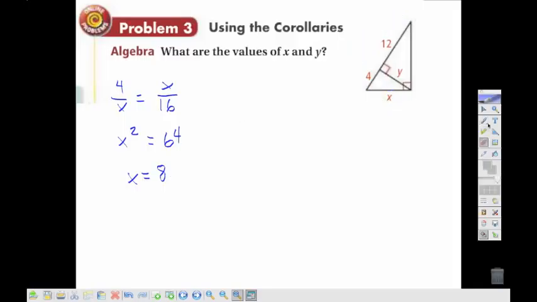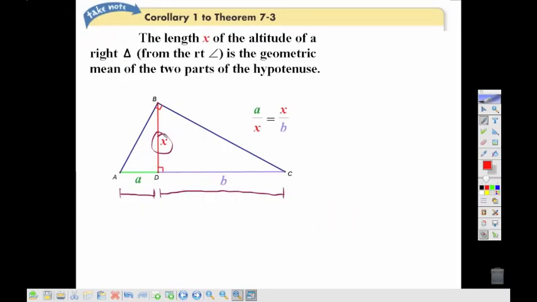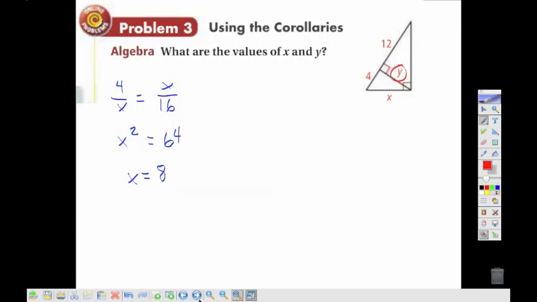For the other, we're going to look at y. So this is going to be going back to corollary 1. We've got this picture here. And so what I need are the two parts of the legs, the 4 and the 12, and that y will be the geometric mean between them. So 4 over y is equal to y over 12. That gives us y squared is equal to 48.